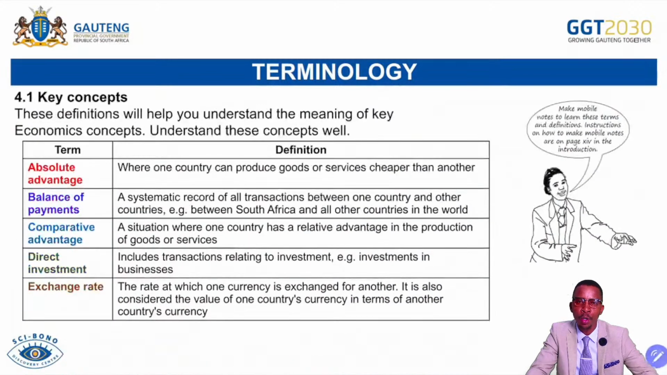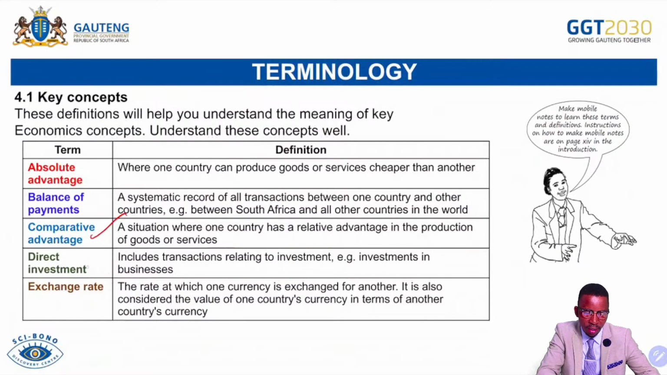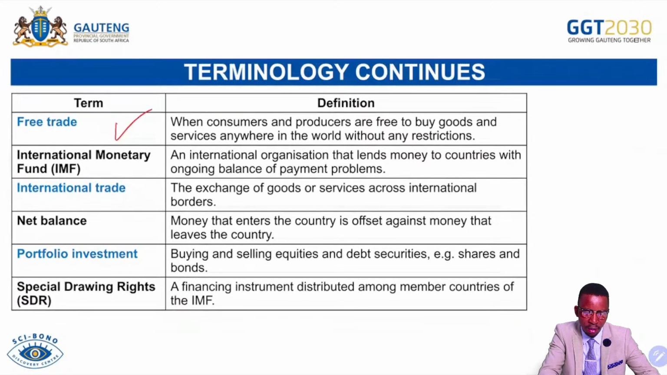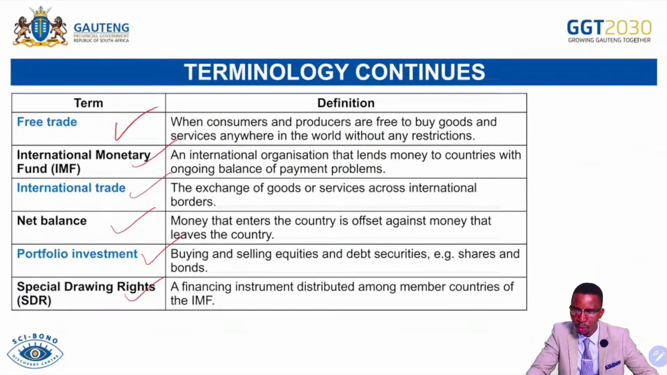So the following are the concepts that are important for you to grasp this lesson. The first one is absolute advantage. It was covered last week. Balance of payments was also covered. Comparative advantage was also covered. Direct investments were covered. Also exchange rate was covered. Then free trade was covered. IMF was covered. Foreign trade was covered. Net balance was covered. Portfolio investment as well as special drawing rights were covered in our previous lesson.